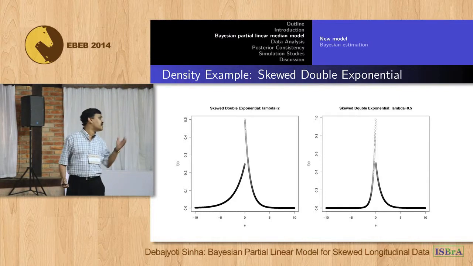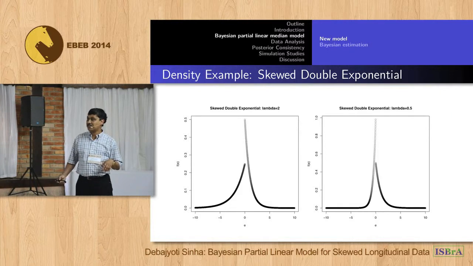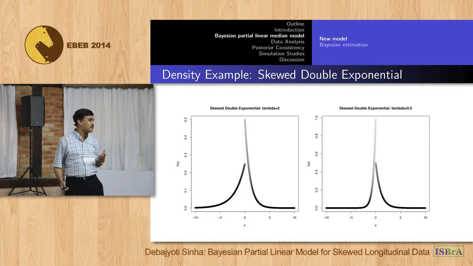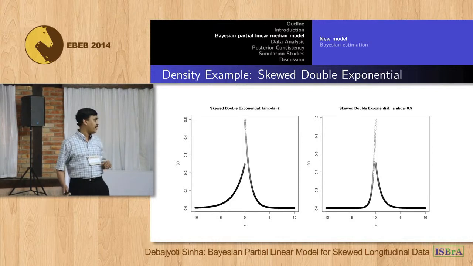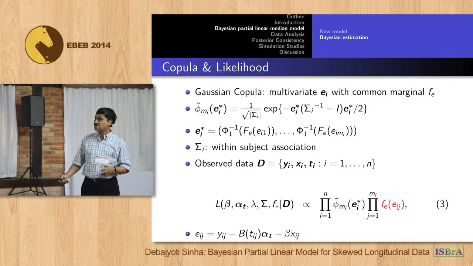It's actually a pretty big class of distributions. Of course, this is the only special case. When it's double exponential, we are not assuming that our F star is double exponential. So it could have any shape, but it will always be symmetric. It will always be unimodal. So that's the assumption.